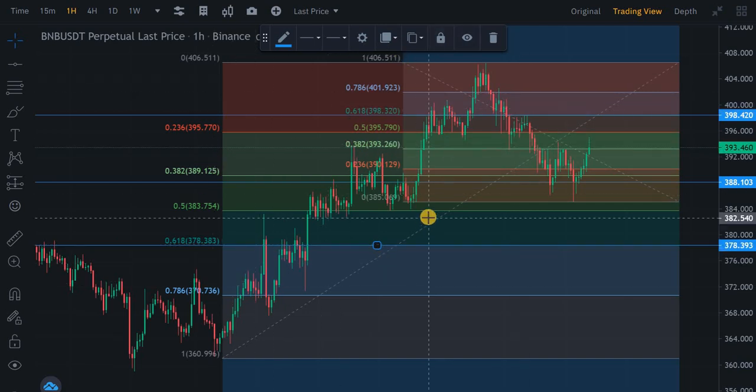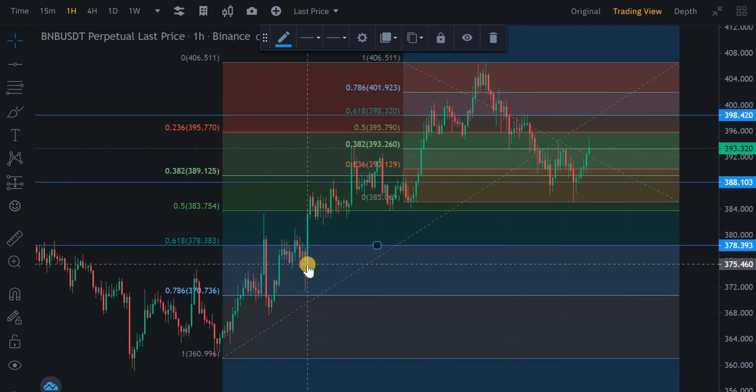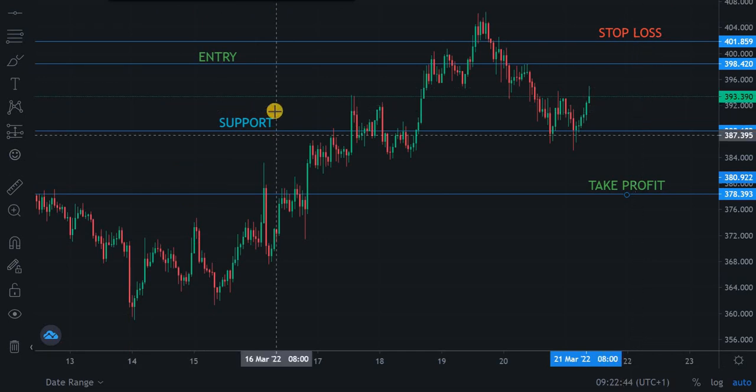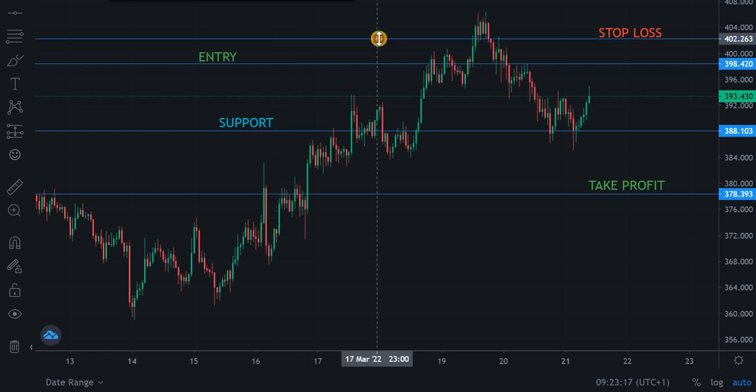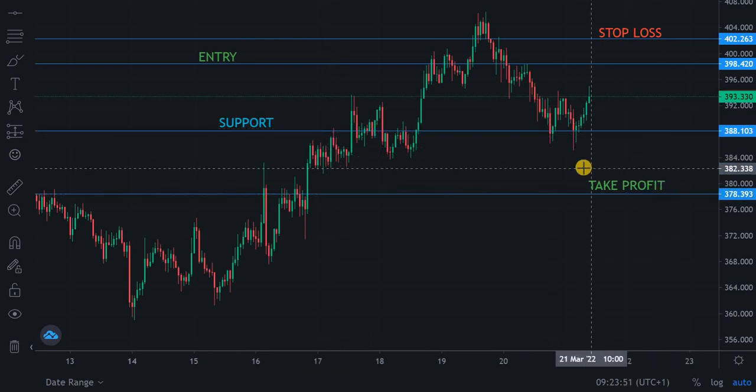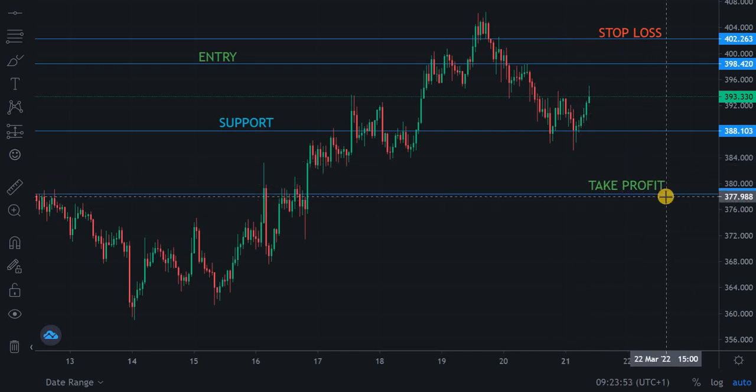Let me remove all this and show you my potential trade setup. This right here is exactly what I am doing. At around $398, this is where I would enter my short position. My stop loss would be at around $402. When the price breaks this support, my take profit would be at around $378. So this right here would be my potential take profit.